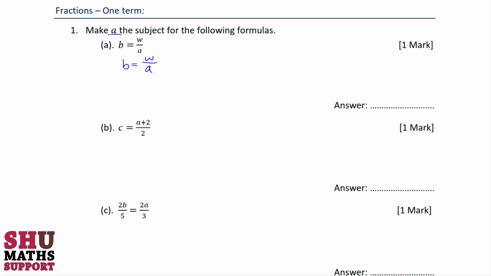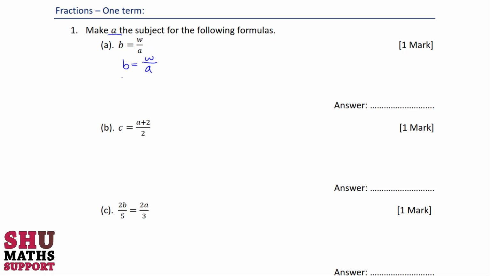So we want to start off with step 1, simplify, which we can't do at the moment. So we'll move on to step 2, which is to get the A term on its own, which it already is, because we only have one term on the left and one term on the right. So we'll move on to step 3, which is to use multiplication or division to get A on its own. So what we can do is multiply both sides by A, so that A is no longer on the denominator.